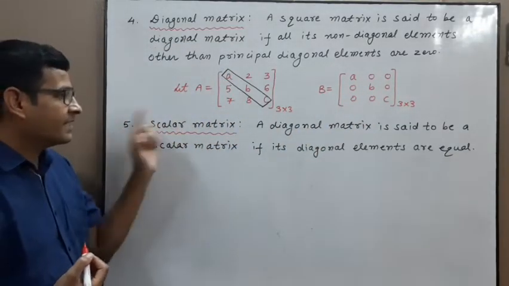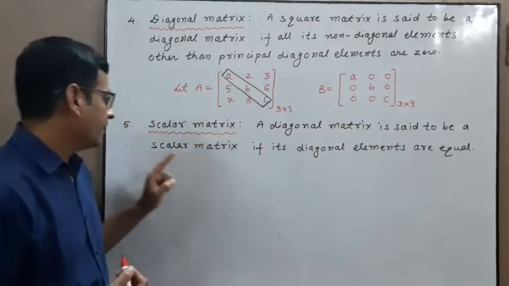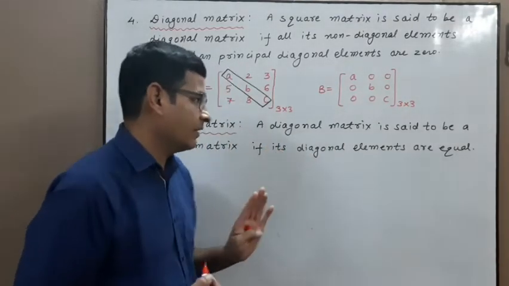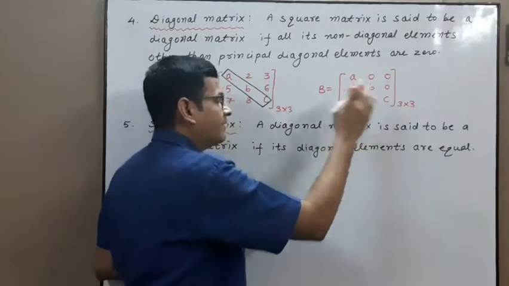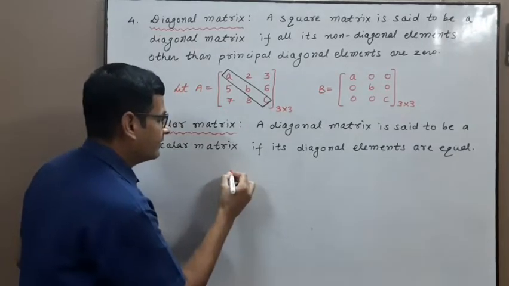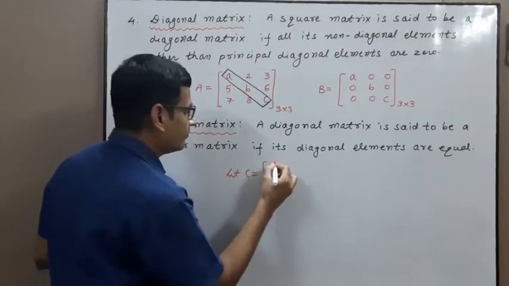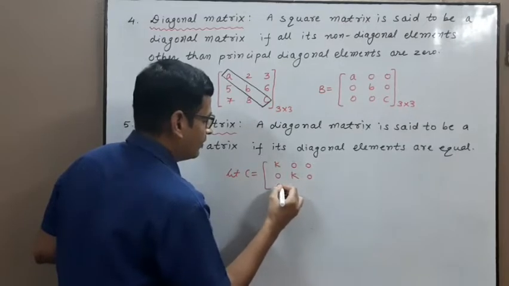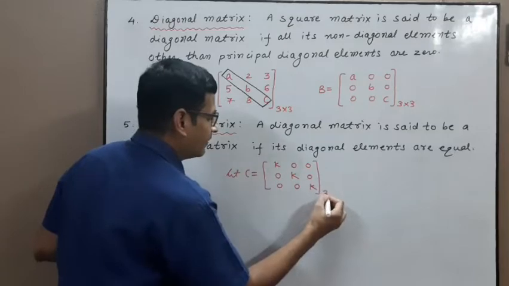Fifth, scalar matrix. A diagonal matrix is said to be a scalar matrix if its diagonal elements are equal. B is a diagonal matrix, and if all diagonal elements are equal, then this is called scalar matrix. For example, let C is equal to K 0 0, 0 K 0, 0 0 K. All diagonal elements are equal.